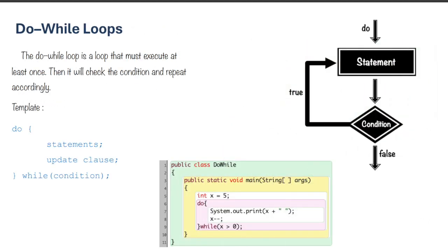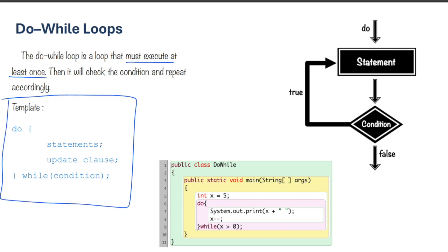Another type of loop that OCA will test you on is called a do-while loop. Do-while loops are loops that you expect to execute at least once. No matter what the condition is, it'll run the statements at least once, it'll update the clause, and then it'll check the condition after it's done one iteration of the loop, and if it's still true, then it will go through subsequent iterations.